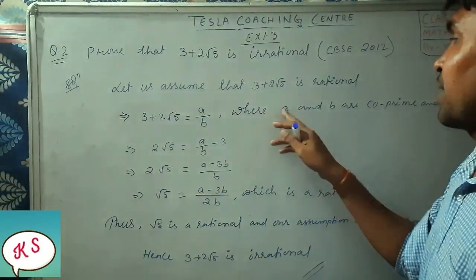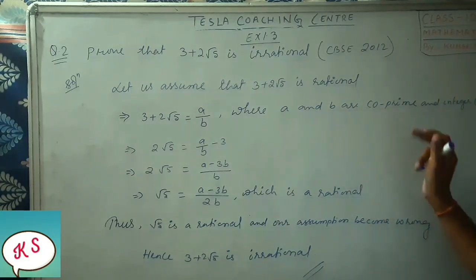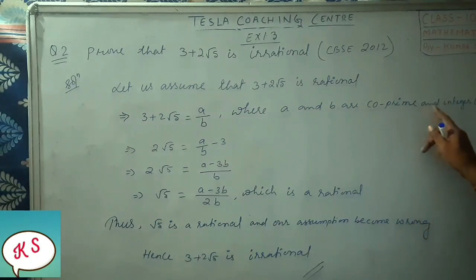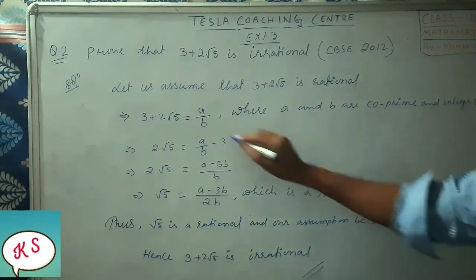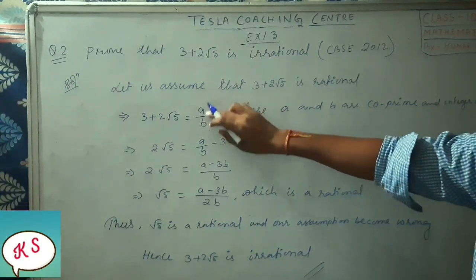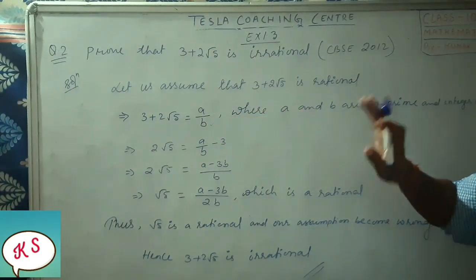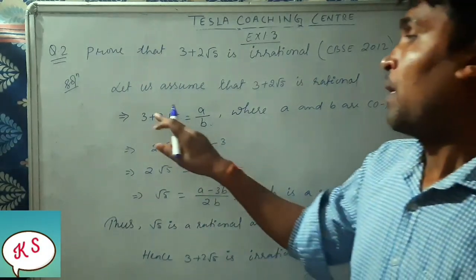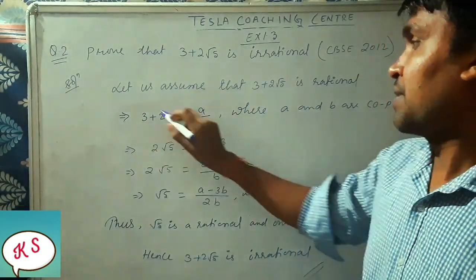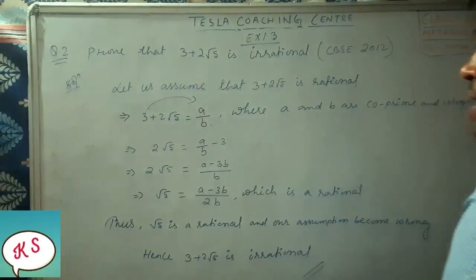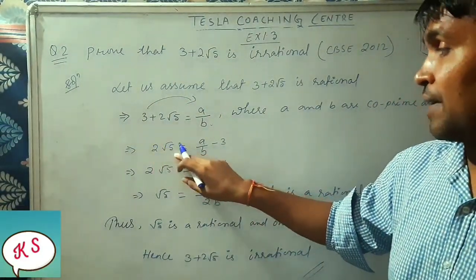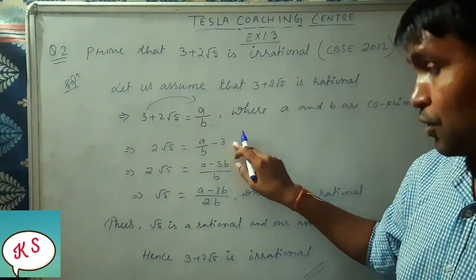So we are writing where a and b are co-prime, that means they have common factor as 1, and integers b not equal to 0. These two are having a co-prime factor, that is 1. Now these three we have shifted to this side, and you will be getting 2 root 5 is equal to a by b minus 3.